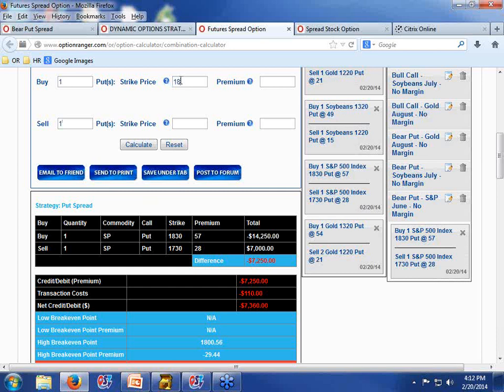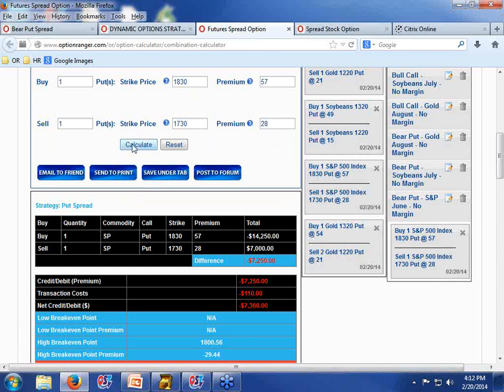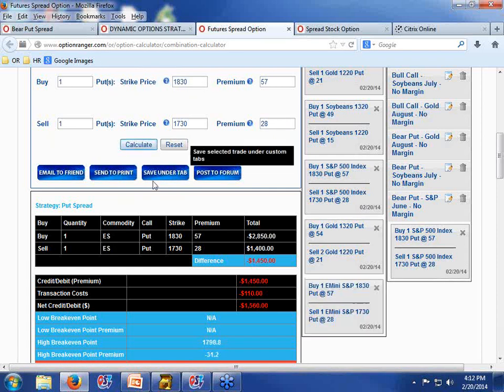I'm going to call it the 1830 put again. It's all the same. It's just a smaller contract. Let's sell the 1730 put over here, so it's the same. We're going to pay 57 points. Hold on a moment. We're going to pay 57 points here. Again, I'm copying right off the tab. It's just a different contract size. You're going to sell the 28. Again, I'm copying it off the tab. Okay, this looks okay. If I mess something up, it's going to give me an error message. So then we just hit the calculate button, and there we are.